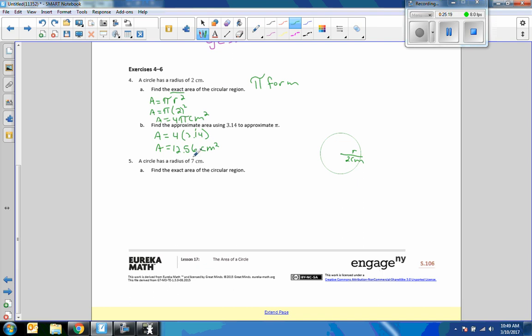Okay, now it says a circle has a radius of 7 centimeters. So I'll just use this circle again, and what they're saying is this is 7 centimeters. Find the exact area of the circle. So that means use pi. So A equals pi r squared. A equals pi times the radius, which is 7 squared. 7 squared is 49 pi. Use your unit of measurement of centimeters. It's area, so it's squared. The area equals 49 pi centimeters squared.